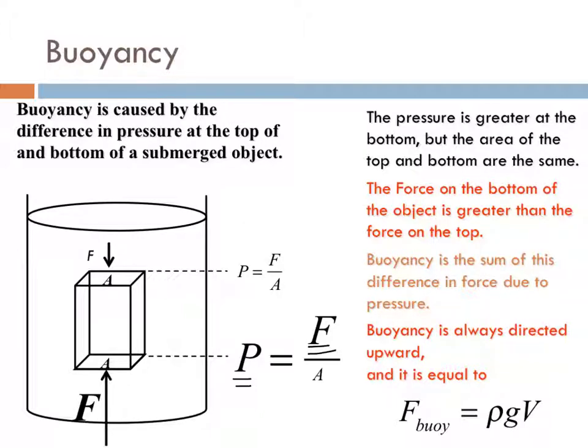So buoyancy is caused by the difference in pressure at the top and bottom of a submerged object. So this means we're actually going to have a sum of the force going up. So buoyancy is this force, and it is always directed upwards, and it is equal to F equals rho g times volume. Now you don't need to write this equation down because we're going to see a different version of it in just a second.